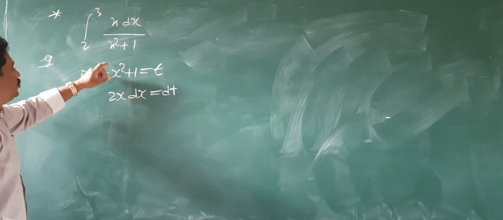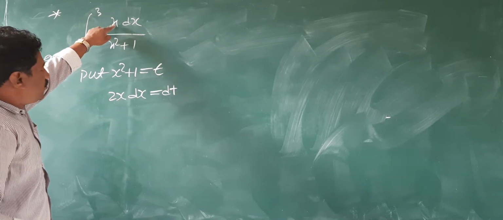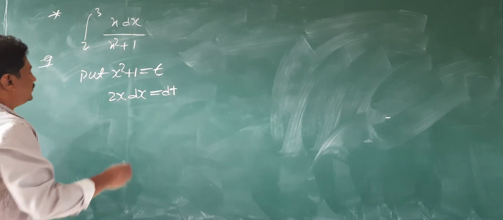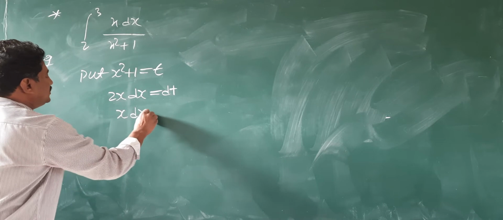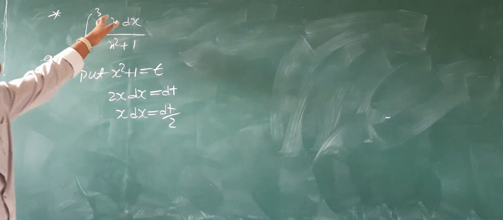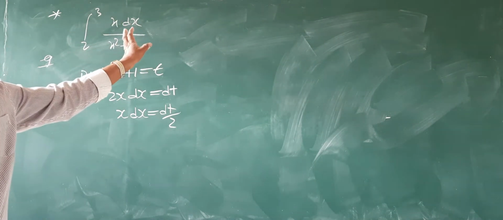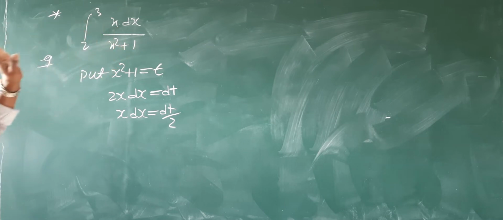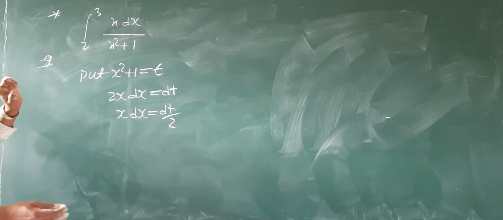Now we don't have 2x, we have only x. Send the 2 to the right side. So x dx is dt by 2. I already explained this; we solved many problems on the putta method, and after doing a few you will get an idea. So right, x dx. Look at these, students.